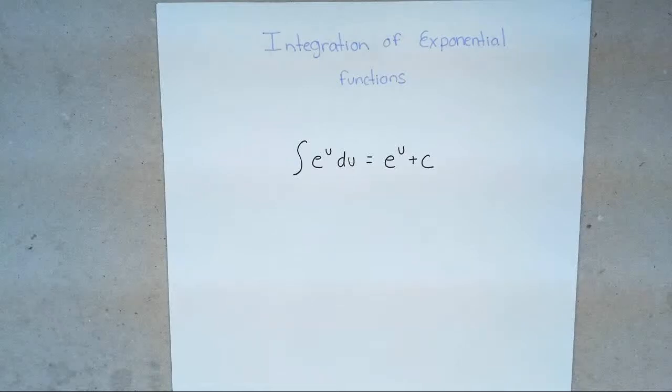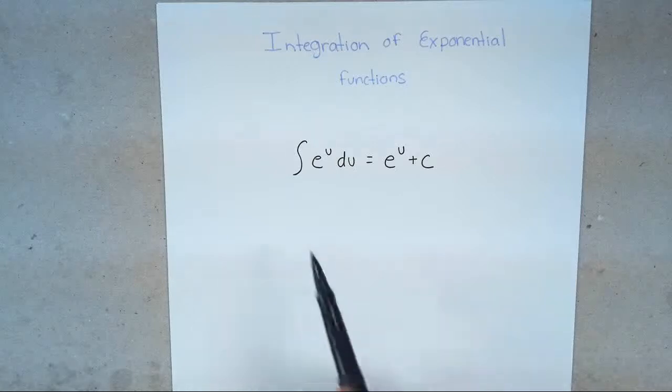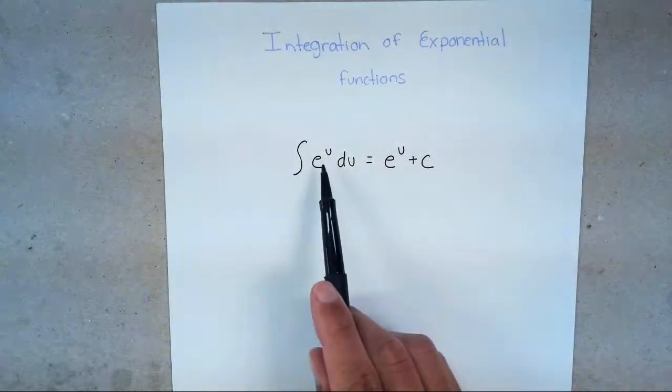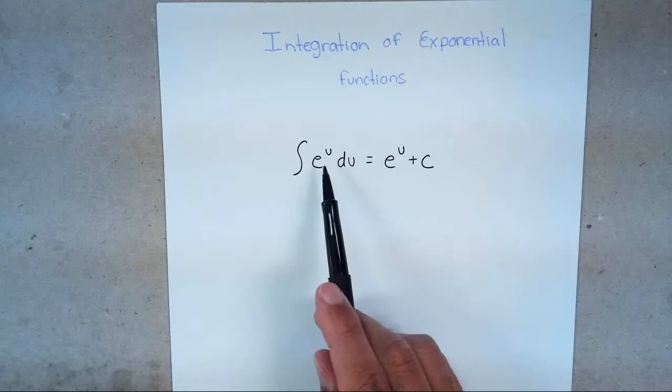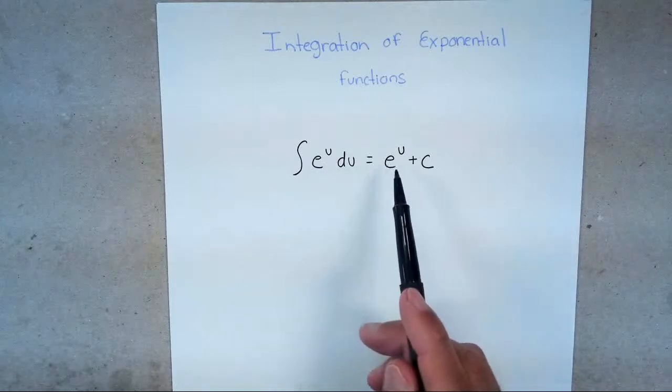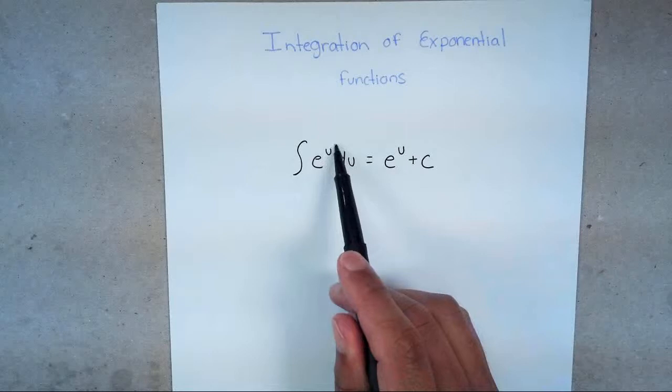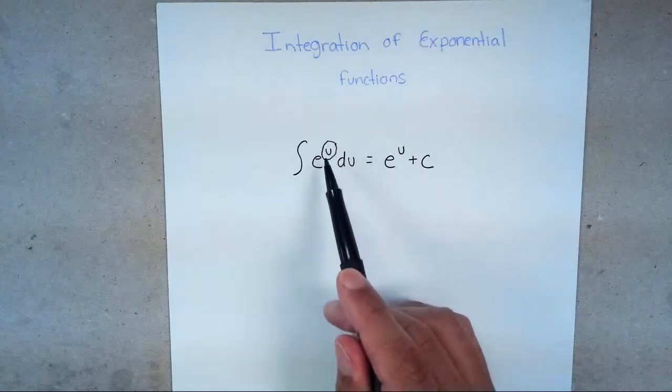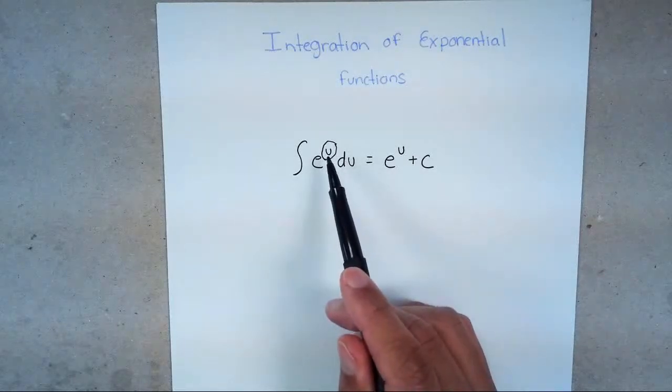Hi everyone. In this video we're going to be integrating exponential functions. The main thing you have to know is that anytime you find the integral of e to the u, it works the same way as a derivative: it's just e to the u. The only thing is this exponent, this u right here, has to be one single term.